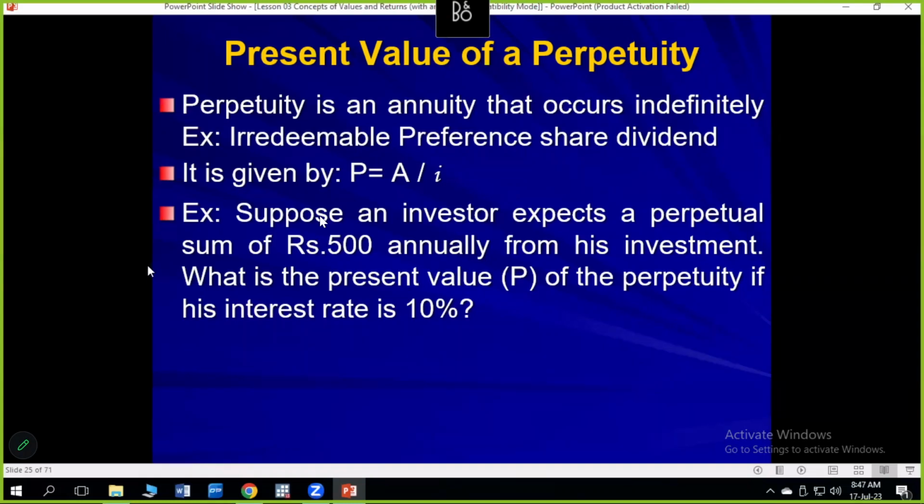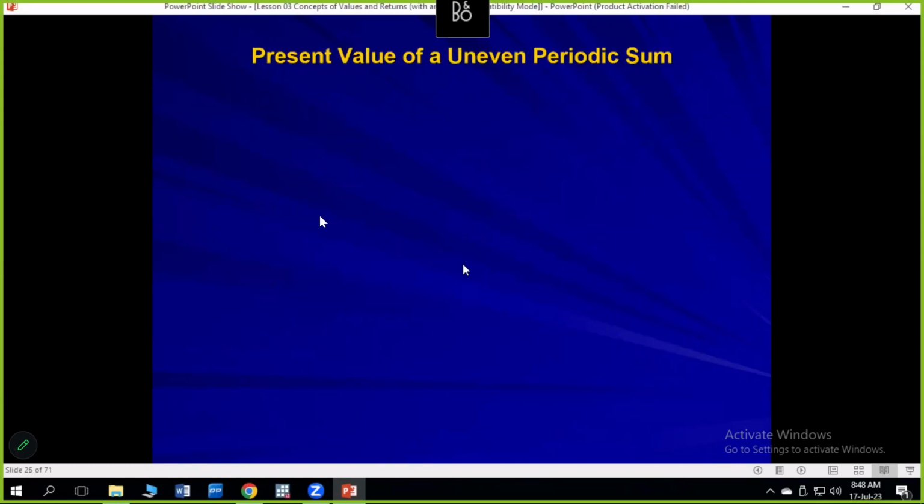The 500 is the A value. A value is 500. I is 10%, that is 0.1. So you can calculate that the PV value is equal to 500 over 0.1, that is 5,000. So a very simple calculation. You can do that for a perpetuity, the indefinite income of payment. So it's a very simple concept.